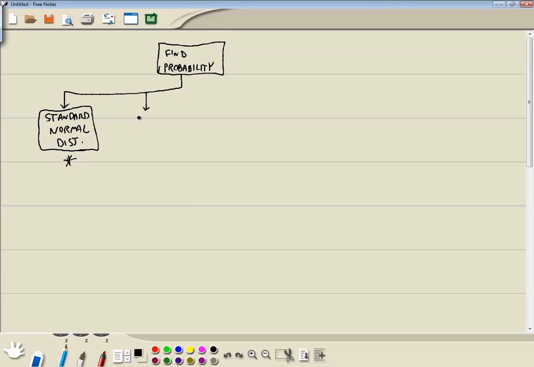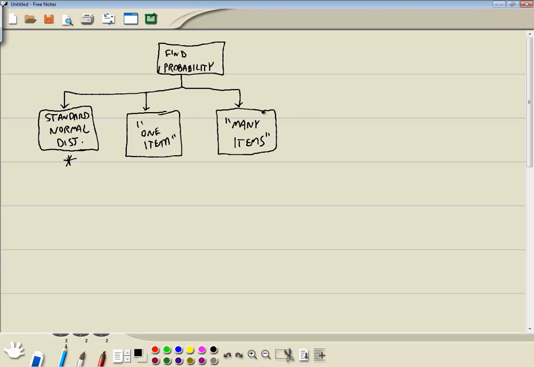Now some of the other pieces. This is where you have one item, so you find the probability, and it's something like this: find the probability that the average age of a person is greater than 50. So we're talking about one item, one person, one book, one whatever. And then we have many items. How this would read is: find the probability that the average age of 30 people is greater than 50. So instead of referring to one item, one person, one book, whatever, we're talking about many.